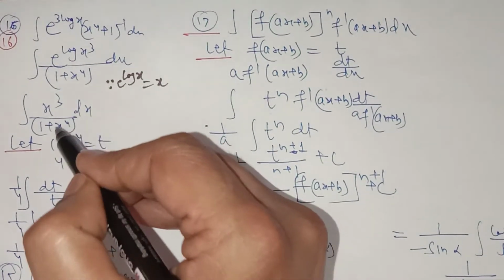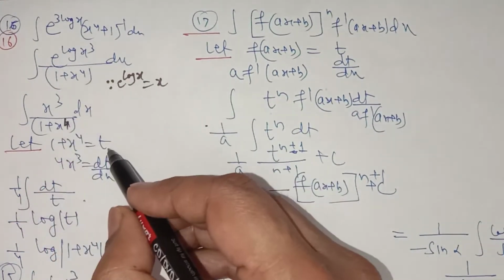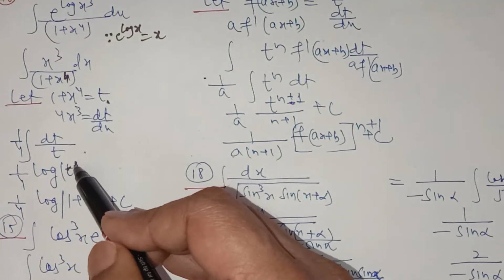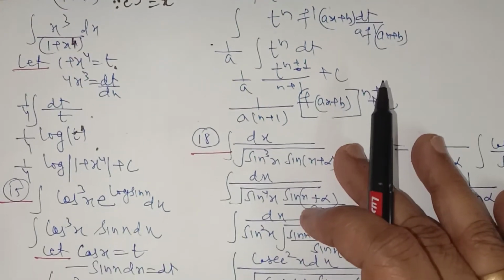Now you do it very easily. You can let 1 plus x to the power 4 is equal to t. This x cube will be cancelled out. You are getting only 1 upon t when you put the value of dx, and it is equal to log t, and replace the value of t.